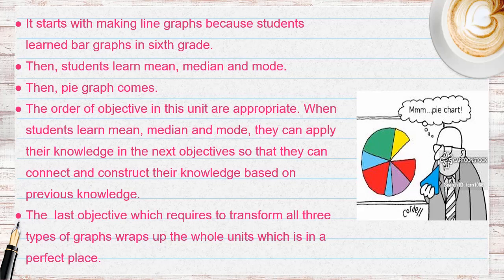In 7th grade, it starts with making line graph because students learned bar graph in 6th grade. Then, in 7th grade, students learn mean, median, and mode. Then pie graph comes. The order of objectives in this unit is appropriate. When students learn mean, median, and mode, they can apply their knowledge in the next objective so that they can connect and construct their knowledge based on previous knowledge. The last objective, which requires transforming all three types of graphs, wraps up the whole unit, which is in a perfect place.